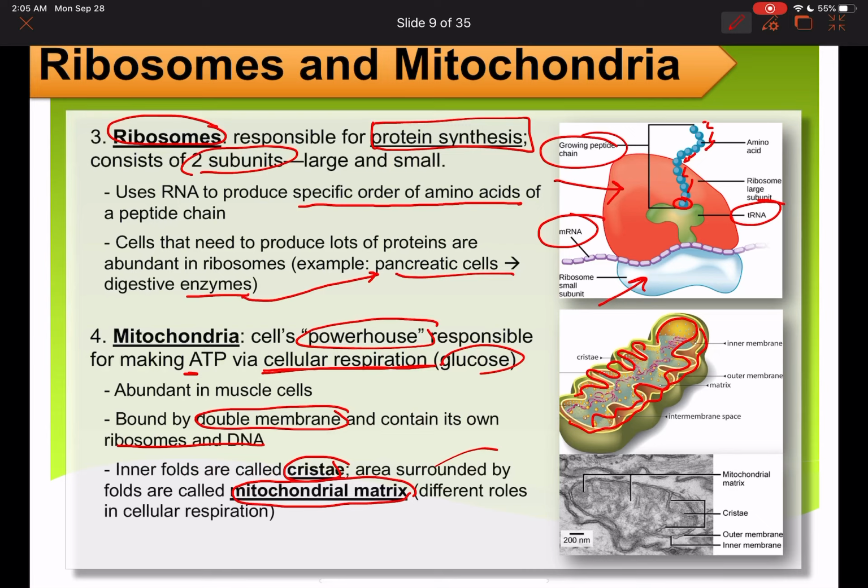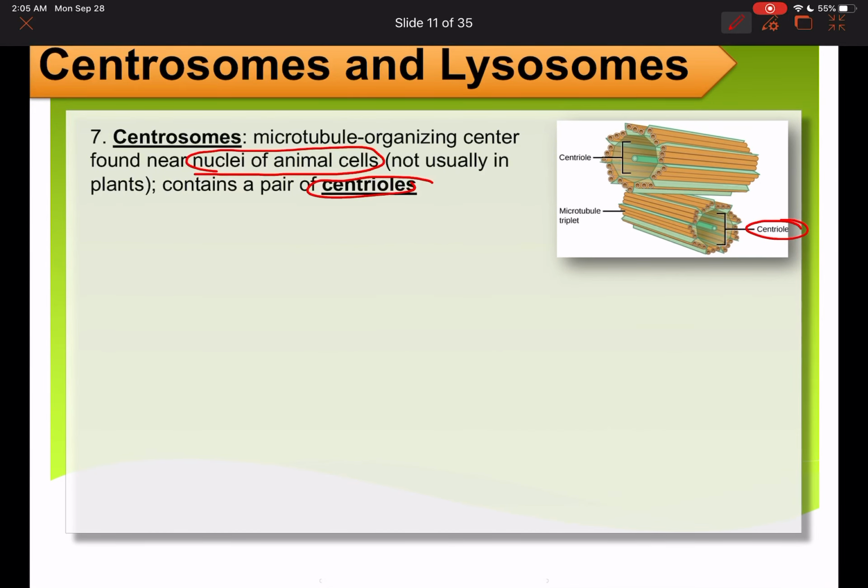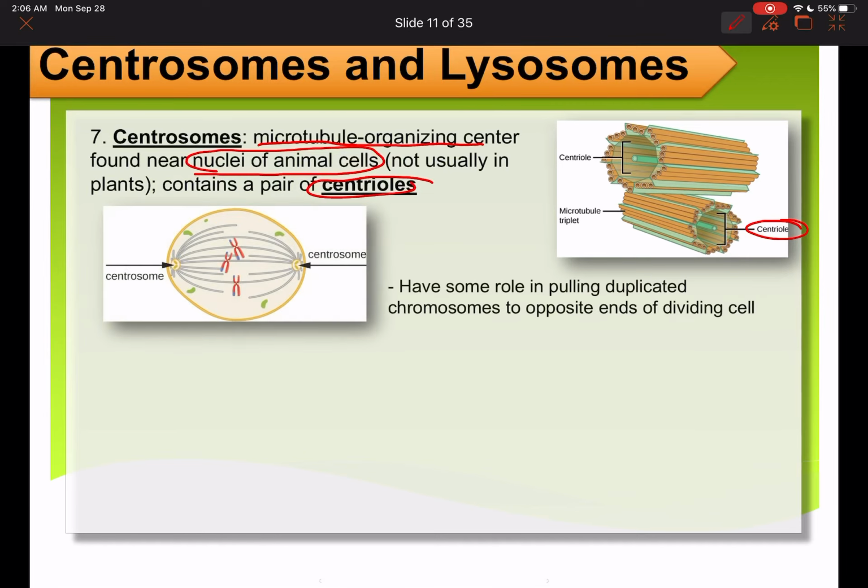Let me go back to centrioles. We call them microtubule organizing centers because microtubules are a type of cytoskeleton that is important for maneuvering chromosomes around the cell during cell division, which is something we'll discuss later on in the semester. Centrosomes have a role in pulling the duplicated chromosomes to opposite ends of a dividing cell.